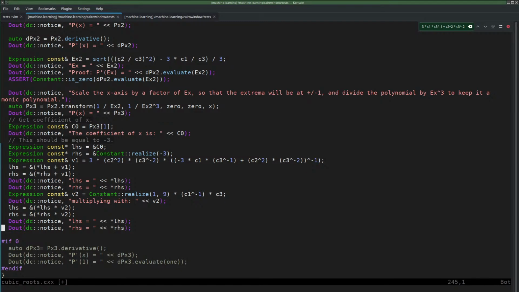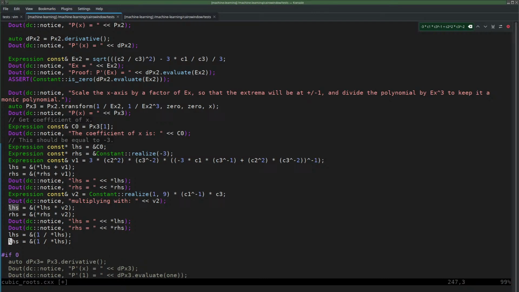So now I want to make the inverse of that. So I'm going to do left hand side is the pointer 2, and then we do 1 divided by the left hand side. Take the inverse, and then the same for the right hand side. Print both.